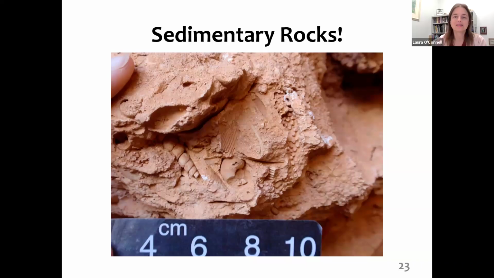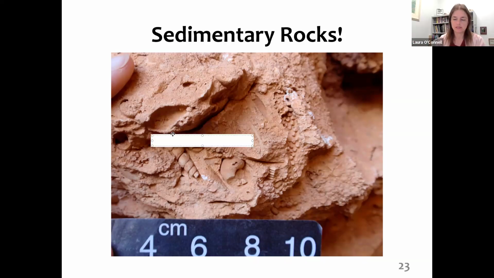Hi, I'm going to share with you today my favorite types of rocks, and these are sedimentary rocks. Why are these my favorite types of rocks? You'll have to see. Here's an example that I found in Australia, and you can see these beautiful snail shells.